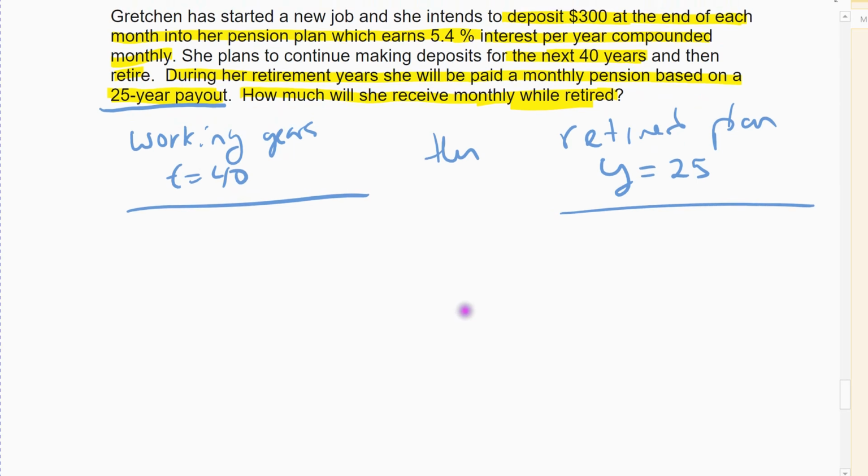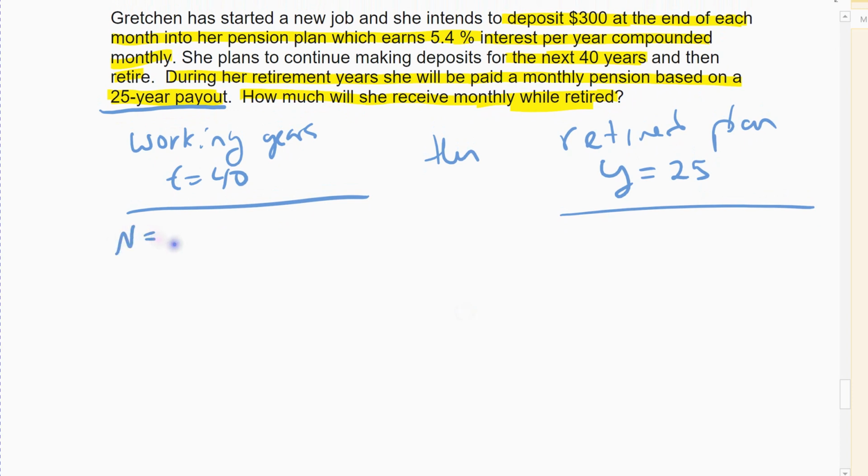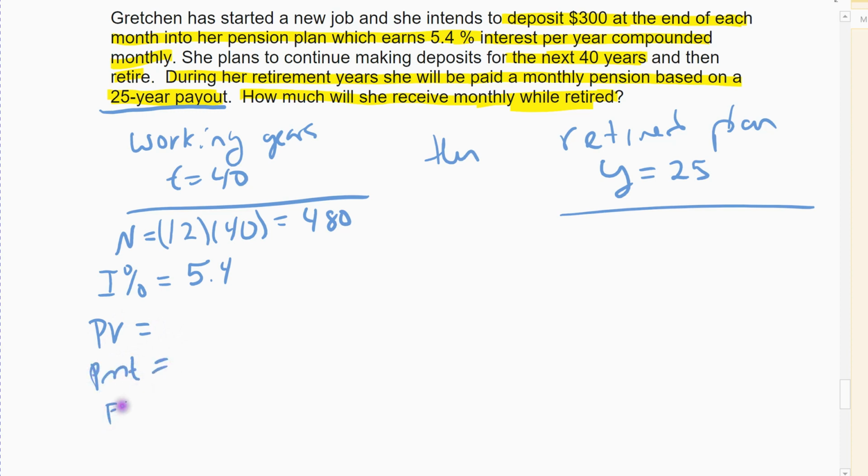All right, so I'm going to start with the working years and fill out what I know. So again, N for the working years is compounded periods, so 12 months, over 40 years, right? 40 years are her working years. And so 480 are the number of payments she's going to make during her working years into the retirement. Interest is 5.4, PV, PMT, and FV.